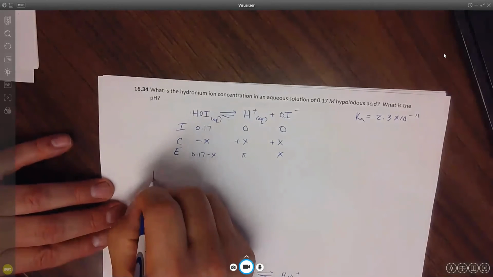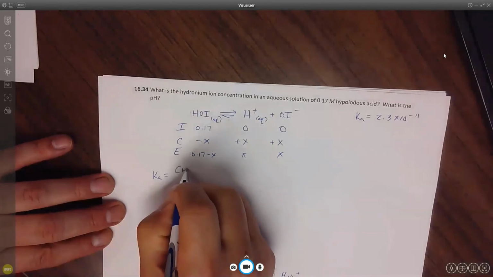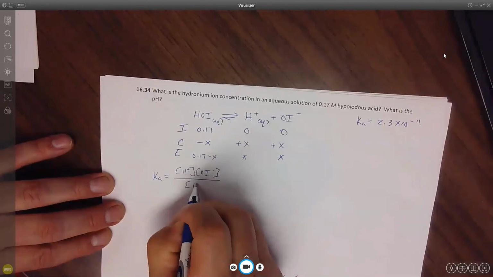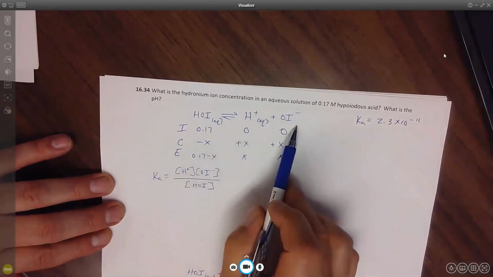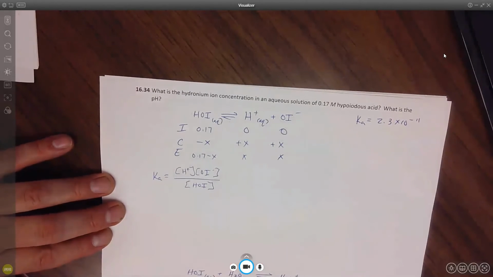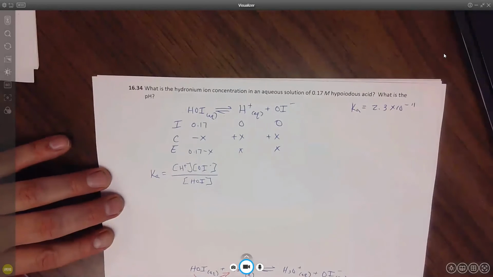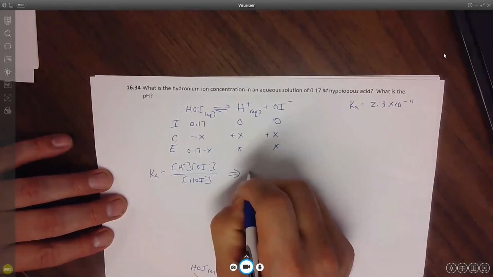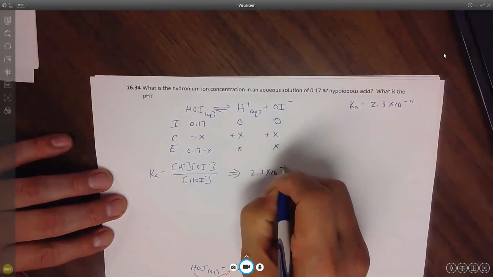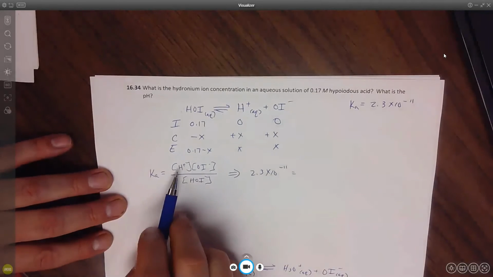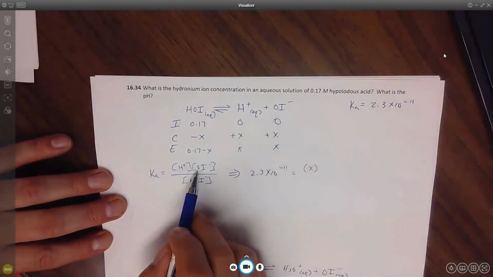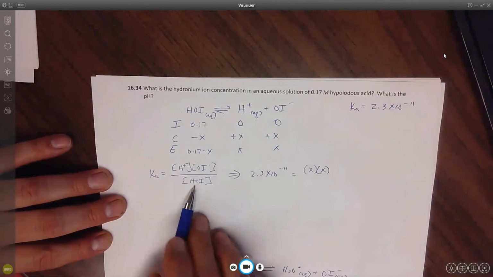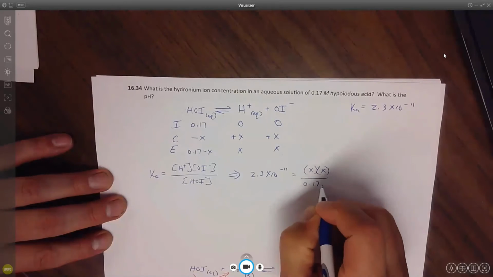Our Ka expression, again, is just going to be the products, each raised to the coefficient in the balanced chemical equation, divided by our reactants. So there it is, our products divided by our reactants, each raised to the 1 since the coefficients are all 1. Now we can plug in our values. The Ka value was 2.3 times 10 to the negative 11. We have x and x for the hypoiodite, right? Again, these are just the equilibrium concentrations. And then for our acid, that was 0.17 minus x.